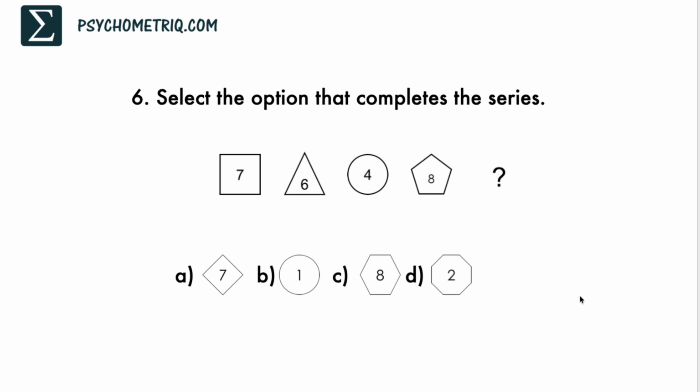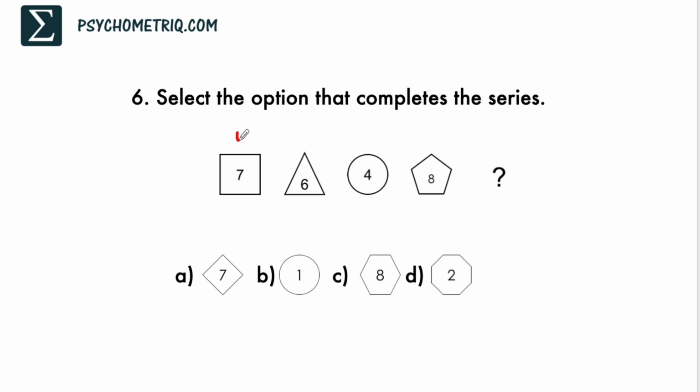Choose the option that completes the series. Here we have a square with the number 7 inside, a triangle with a 6, a circle with a 4, a pentagon with an 8. So we have to guess which shape and number continue the series. Here, if you want, you can pause the video and try to solve it yourselves. As you do more exercises, you'll get the typical logic of this type of exercise. But here, it's a good idea to note, for example, the number of sides.